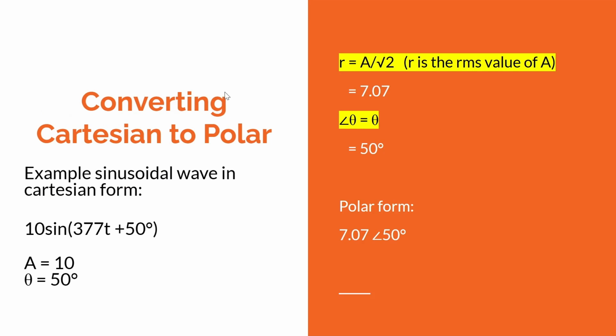Converting Cartesian to polar. Here we have a simple sinusoidal wave in Cartesian form where the amplitude is 10 and the phase angle is 50 degrees leading. Because the magnitude of the polar form is simply the RMS value of the amplitude, r is equal to the amplitude divided by square root of 2, which in this case is 7.07. Because the angle of the polar form is just the phase angle of the Cartesian, this is simply 50 degrees. Hence, the polar form in this example is 7.07 at an angle of 50 degrees.